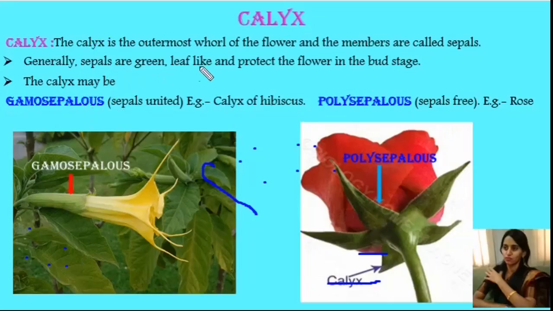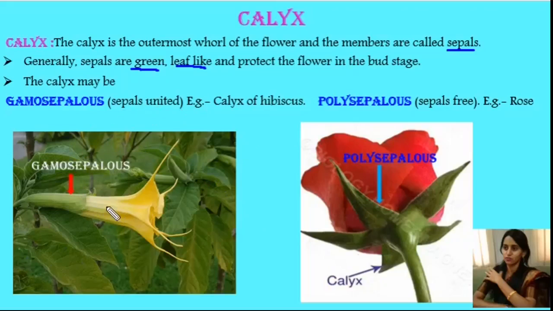As I said, the calyx is the outermost whorl of the flower. The individual member of the calyx is known as sepals, and sepals combine to form the outermost whorl, that is calyx. The sepals are usually green and leaf-like, and they protect the androecium and gynoecium when they are in bud condition. The interesting point here is, in some of the flowers, the sepals are fused.